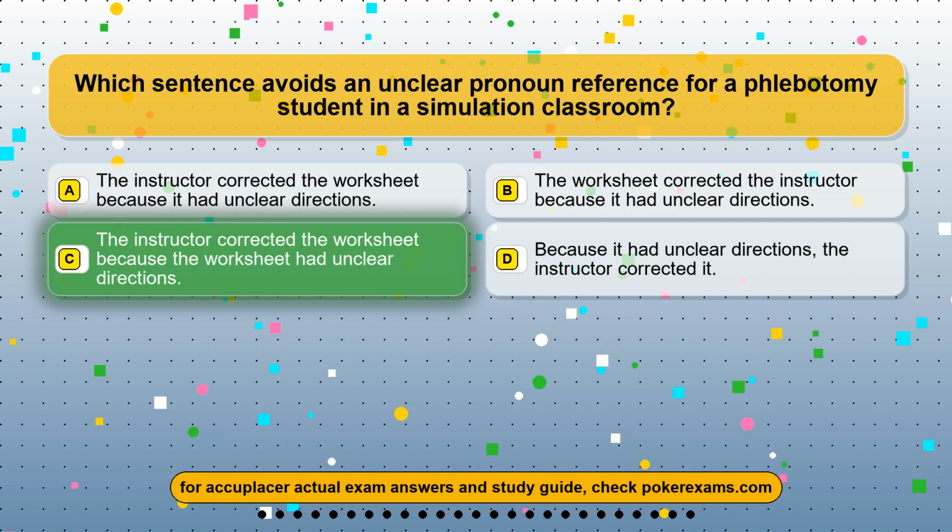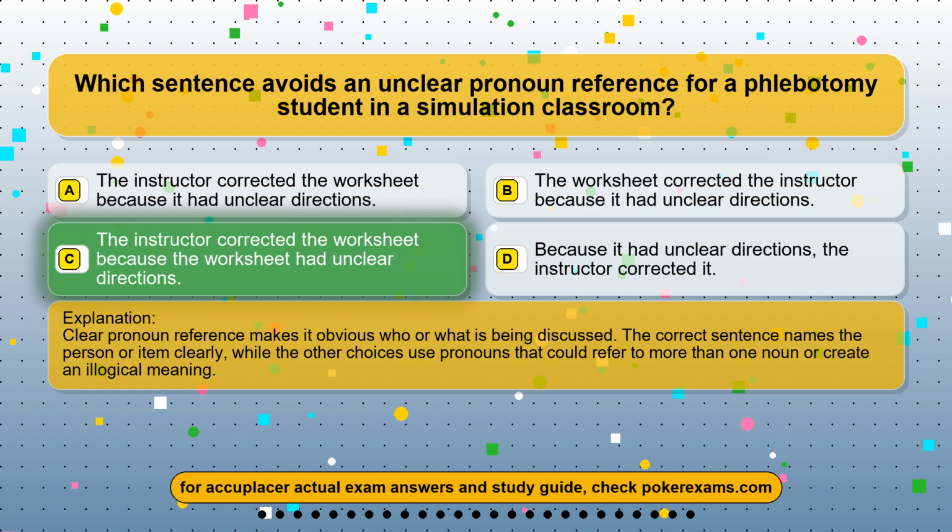The correct answer is option C. The instructor corrected the worksheet because the worksheet had unclear directions. Clear pronoun reference makes it obvious who or what is being discussed. The correct sentence names the person or item clearly, while the other choices use pronouns that could refer to more than one noun or create an illogical meaning.